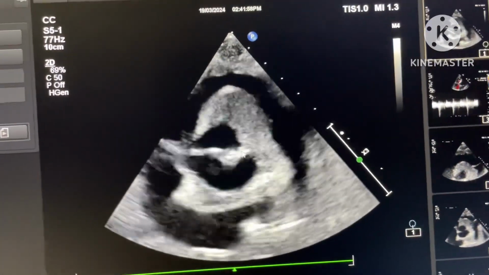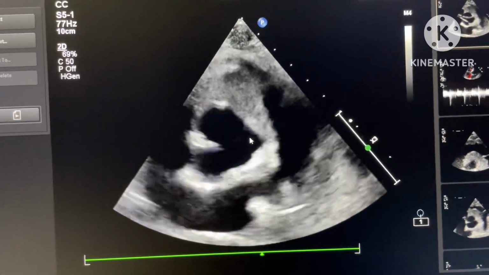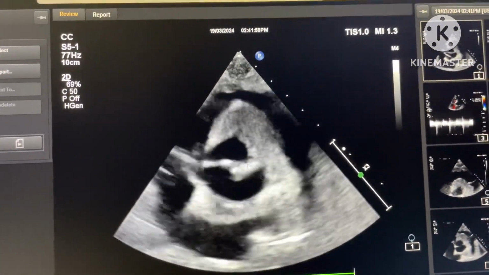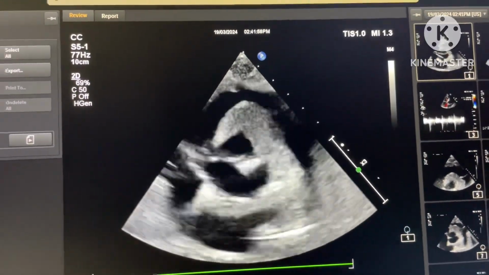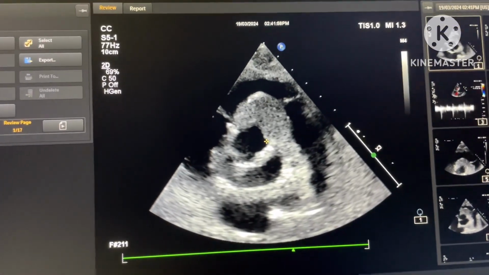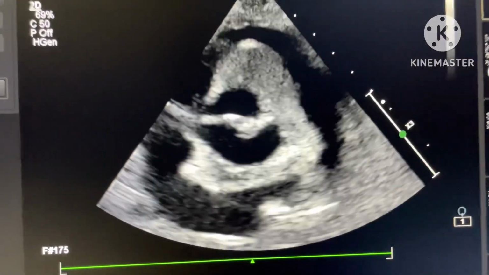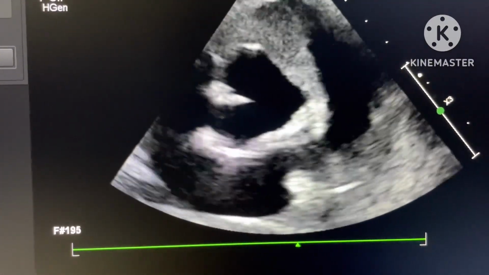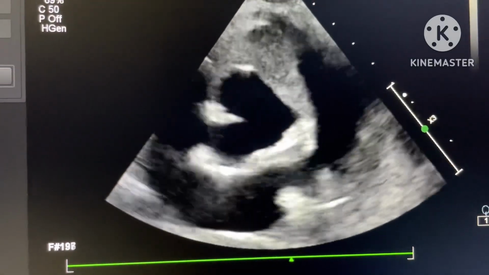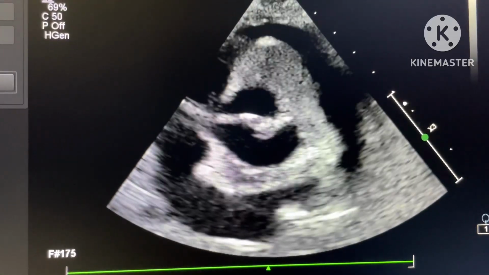This is an interesting case of aortic root abscess with bicuspid aortic valve. This is the parasternal short axis view at the level of the aortic valve. In this image, you can see this is a bicuspid aortic valve. If you are having confusion in that case, you just analyze it frame by frame. You will find this is a bicuspid aortic valve.